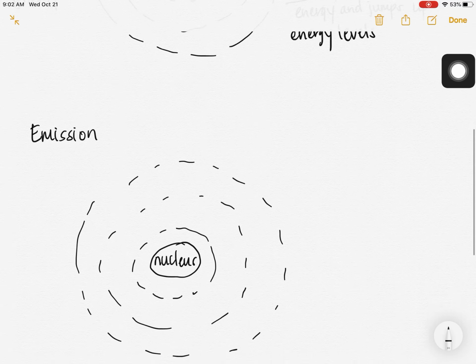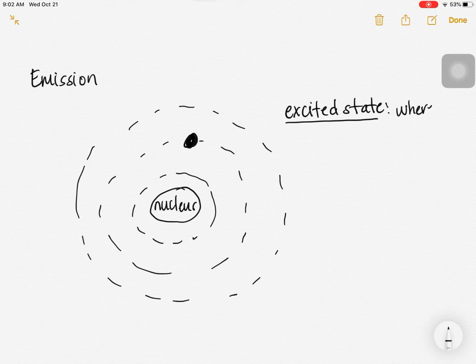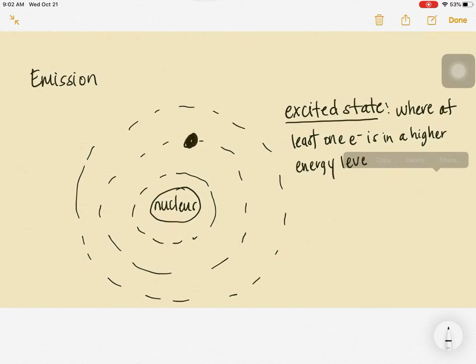Okay, so the fact that we're talking about hydrogen, and hydrogen's electron is up here now in level 2, and we're going to introduce a third new term, and that is something called an excited state. Okay, and an excited state is where at least one electron is in a higher energy level than normal.